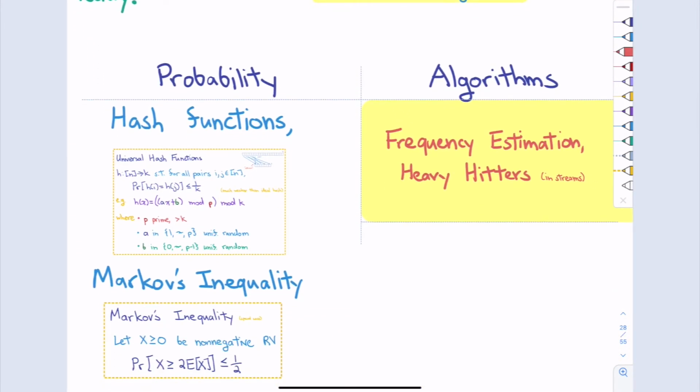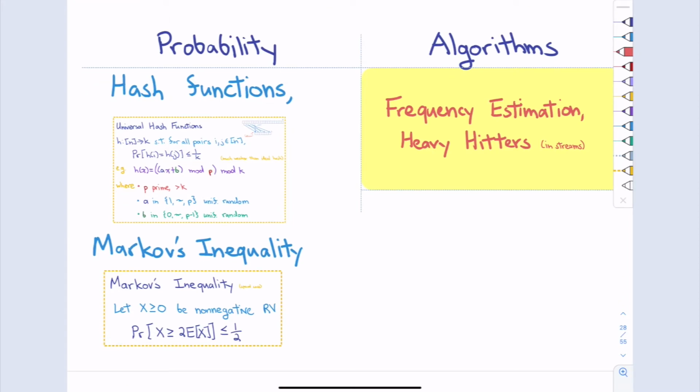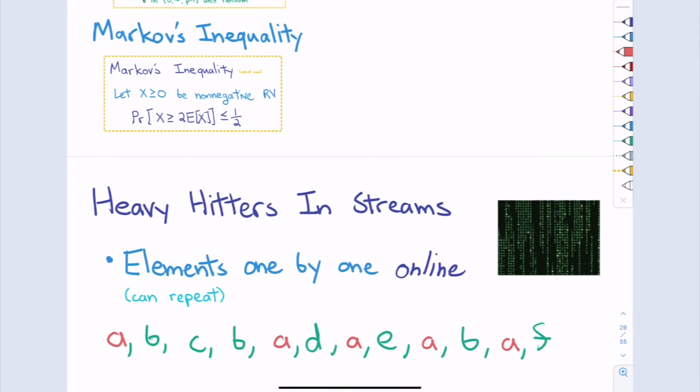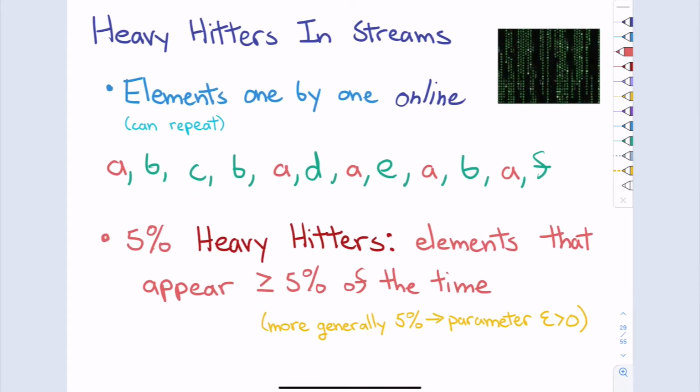Okay, so those are the only two kinds of probabilistic tools we'll introduce today, and we can go back to the heavy hitters problem. So again, hash functions, Markov's inequality. Okay, all right, so heavy hitters. You have the elements coming one by one, and I want to figure out which ones are the ones that occur a lot.